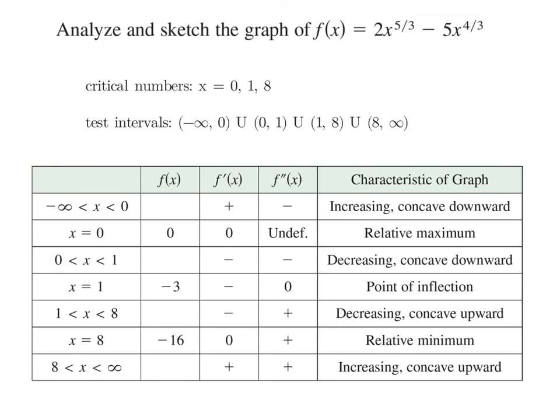So at 1 to 8, that's decreasing concave up. And then at another critical number, at 8, I get a 0 first derivative and a positive second derivative. So that's a relative min. And then our last interval is going to be from 8 to infinity, and both derivatives there are positive, so that's increasing concave up.